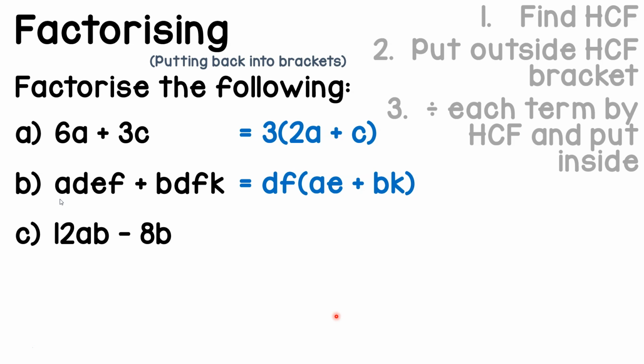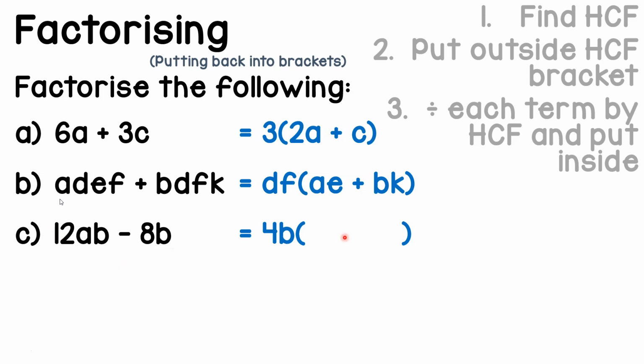So what can both of these be divided by? 12 and 8, their highest common factor is 4. And are there any letters in common? Yeah, they've both got a B in common. So the highest common factor is 4b. Next we put the brackets in, but this time I haven't put a sign in here because we're going to have to figure this out as we go.